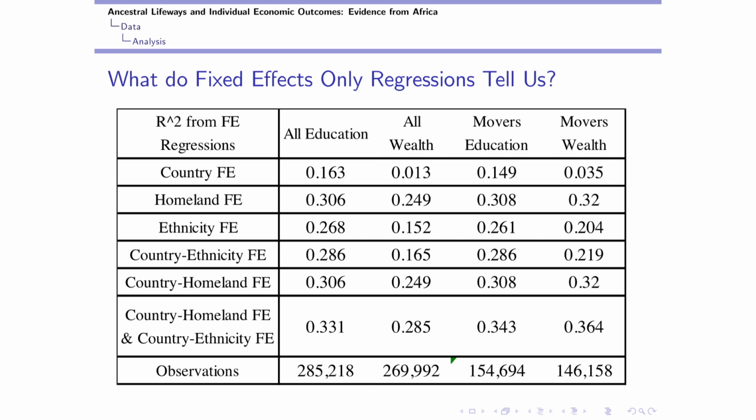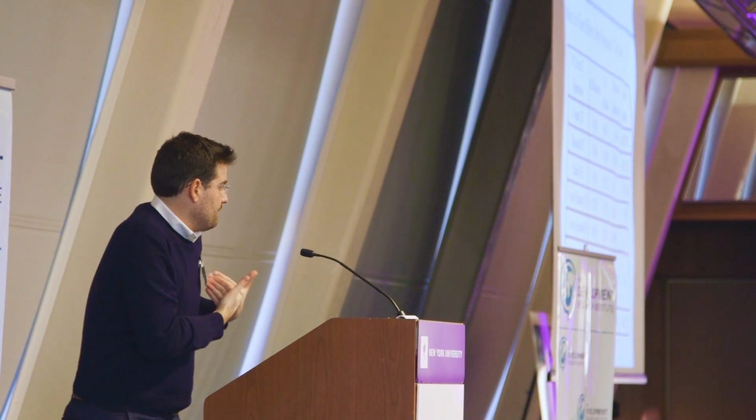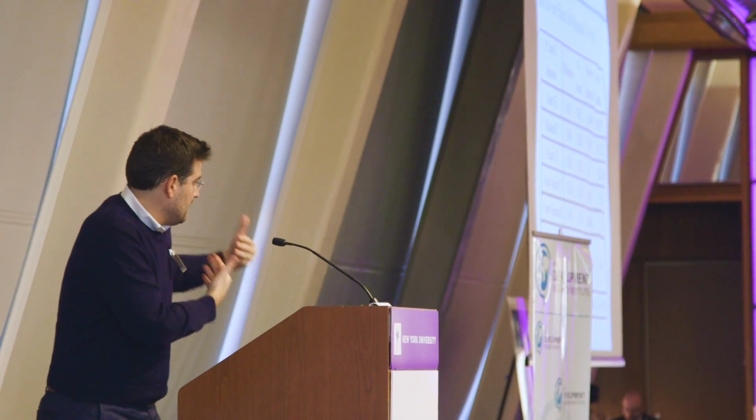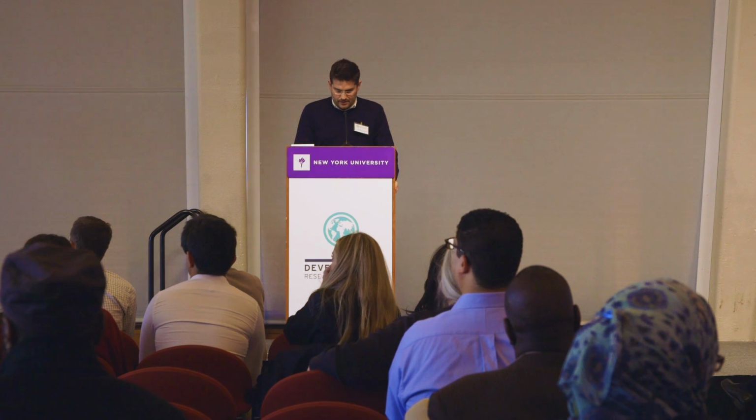So basically, we just open this ethnicity fixed effect and ask the question. Of course, in the ethnicity fixed effect is also the occupational specialization of your ancestors that might be part of this fixed effect. And that's what our data look like.